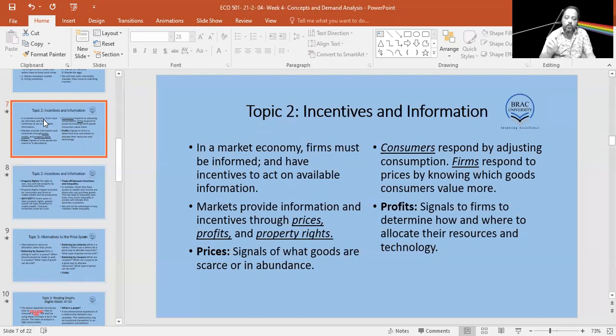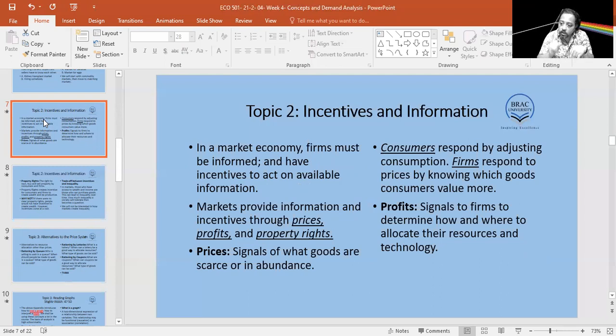Prices are well known. That means prices act as a signal. Profits are well known so that firms know where to channel their resources. So when these three interact with each other, prices are signals of which goods are abundant, the prices will be low. Which goods are more expensive, the price will be high.